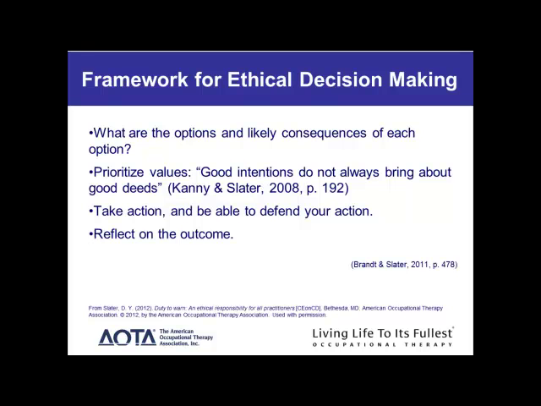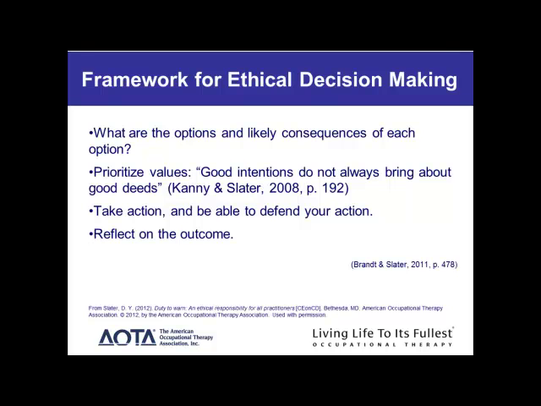Prioritizing values is important. Ask yourself whether you're willing to prioritize moral values in spite of potential negative personal repercussions in order to act on what you believe is the best decision. Keep in mind that, quote, good intentions do not always bring about good deeds, unquote. Then decide on an action, take it, and be able to defend it. It is important to allow time to reflect.